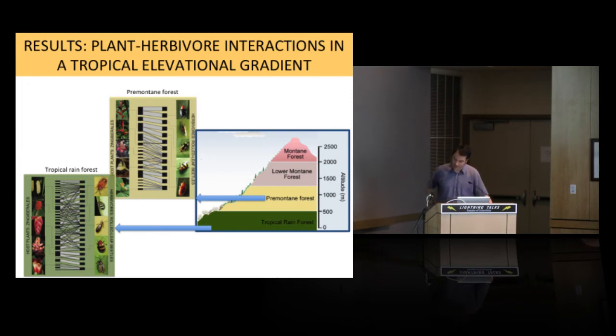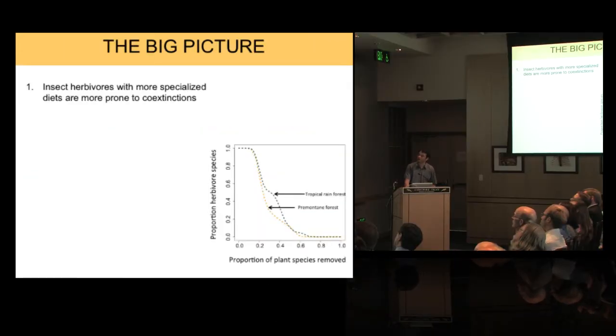Here are some results. These are the networks of interactions, with plants to your left and beetles to your right, at different elevations. So far, we have all the interactions of plants and insect herbivores at two elevations, in the tropical rainforest and pre-mountain forest, and right now we are doing the same kind of sampling for the two higher elevations.